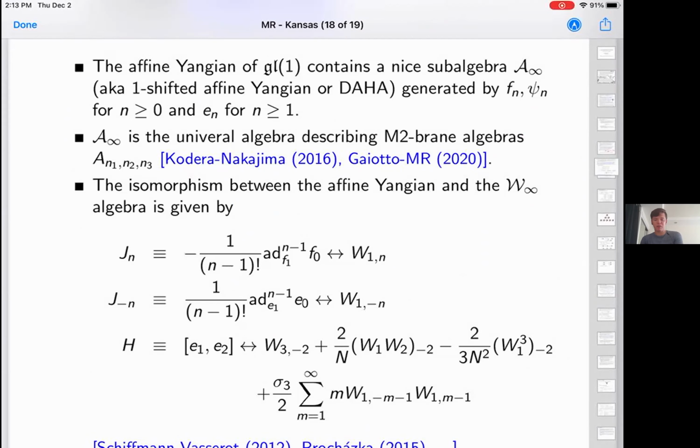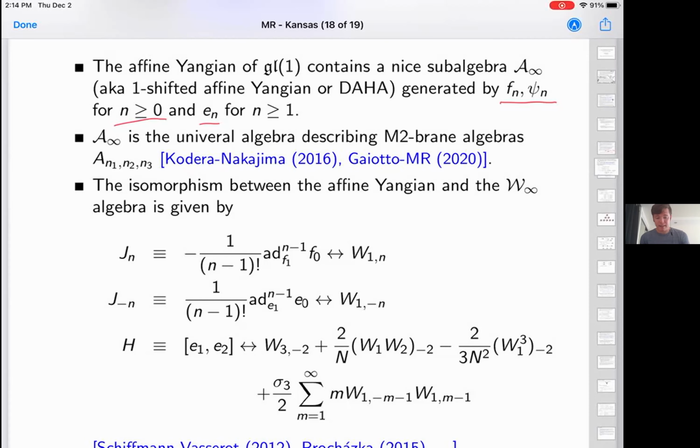Now we're at a position where I can very easily define this A infinity algebra in terms of a subalgebra of this affine Yangian of GL1. This A infinity algebra is sometimes also called the one-shifted affine Yangian or double affine Hecke algebra, and is generated by Fn and psi_n for arbitrary non-negative integer n, but for En restricted to n going from 1 to infinity. This is a rather simple algebra to define once we have this affine Yangian picture.